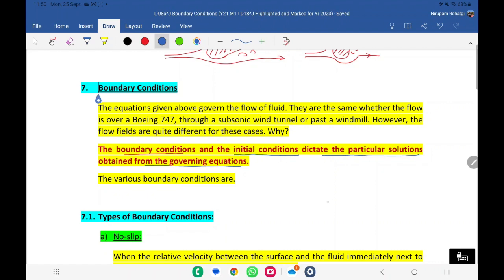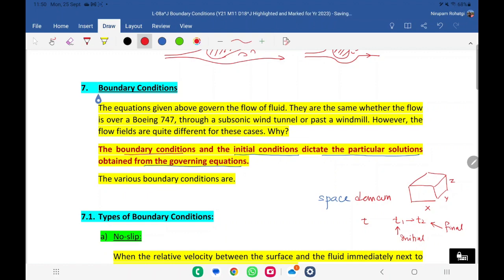So what is your domain? Your domain is the space domain. If you talk about the space domain, you'll have x, y and z, some domain is there, and time t1 to t2, this is the initial condition and this is the final condition. So your result is going to depend upon what your boundaries are and what your initial condition is. They will determine that. So the change comes from there.